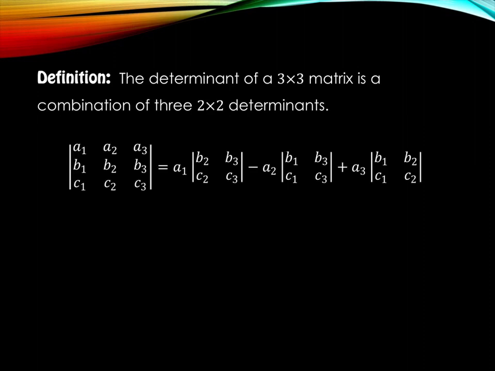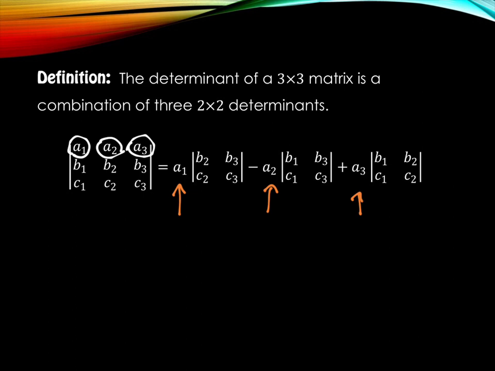The determinant of a 3x3 matrix is a combination of three 2x2 determinants. So here's what we do. What this definition is doing is isolating the top row. You see the A1, A2, A3, and A1, A2, A3 show up in front of each of the other three determinants. That's where they went. We're good with that part.